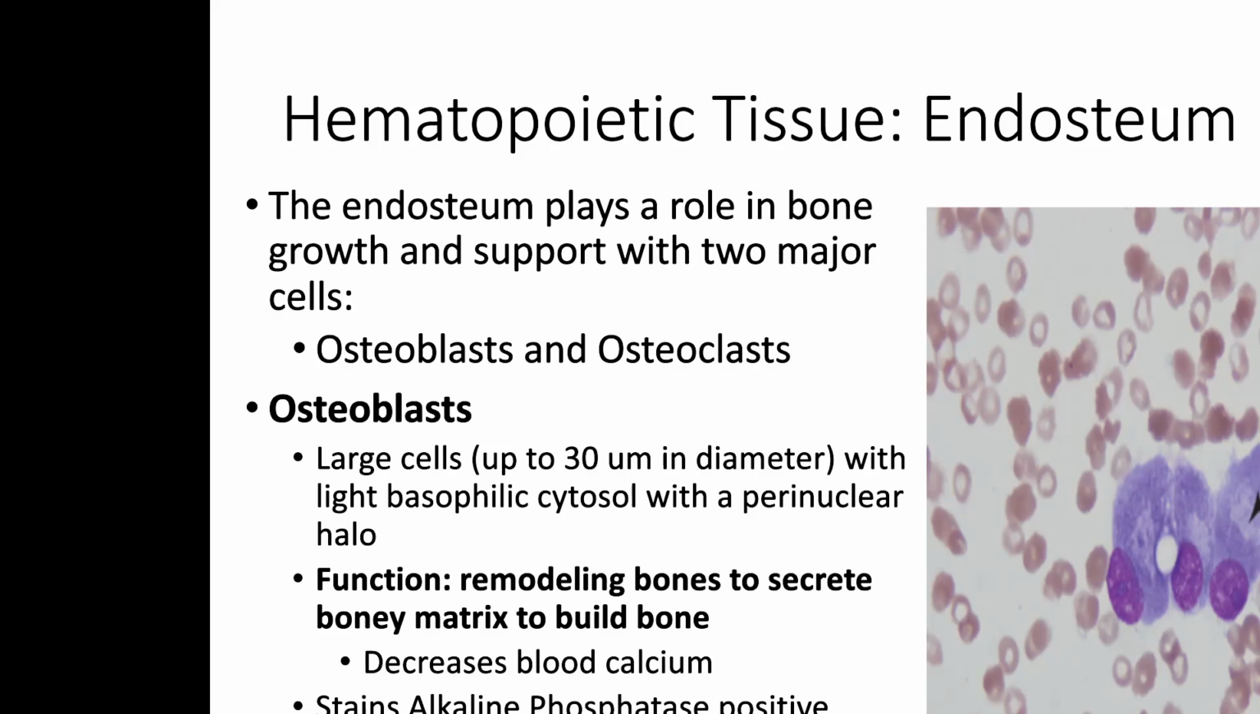The endosteum also has two major cells located inside of it who sort of have opposing roles. Osteoblasts are giant bone cells whose job is to remodel bone as they secrete the matrix to help build up bone. In order to do that, they require blood calcium, so when they're active, they will decrease blood calcium. If you're a potential pathologist, they stain alkaline phosphatase positive. And they are considered normal if you see it during a bone marrow biopsy.